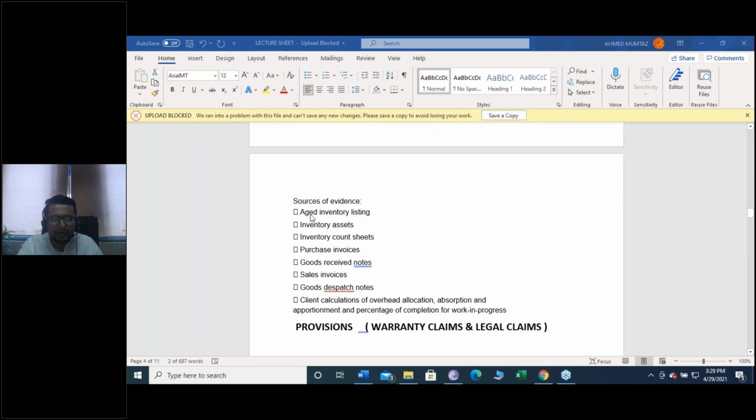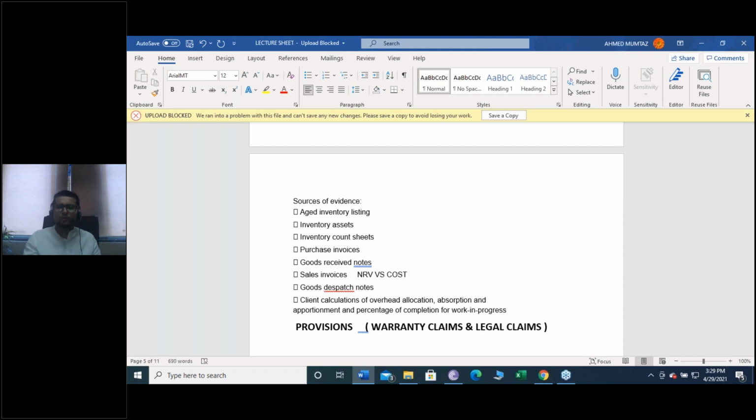Yes, here is inventory. Just like aged receivable analysis, you can get an aged inventory listing, and you can identify or spot any old item. That old item might be an obsolete item, and you might want to request the client to remove this item from the stock, from the inventory. Similarly, you might want to verify the post year end sales invoices for certain particular items of inventory, in order to verify whether the NRV is below cost or above cost.